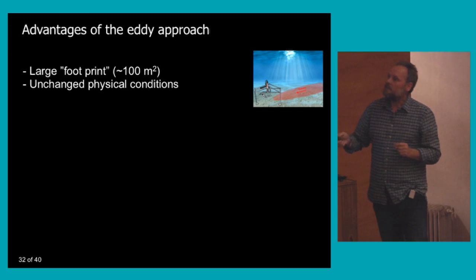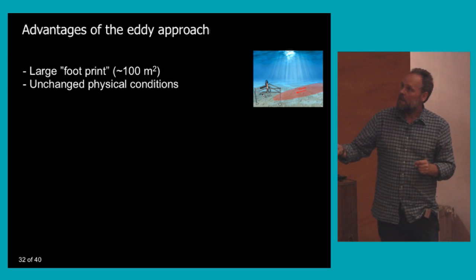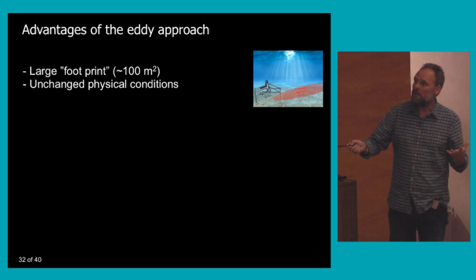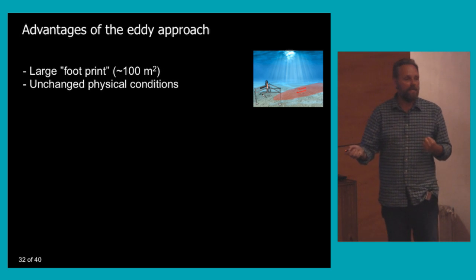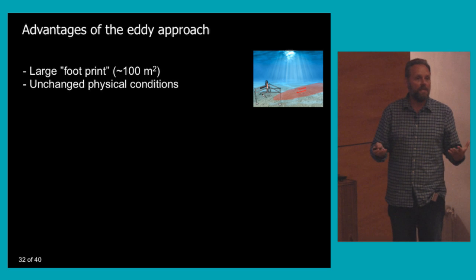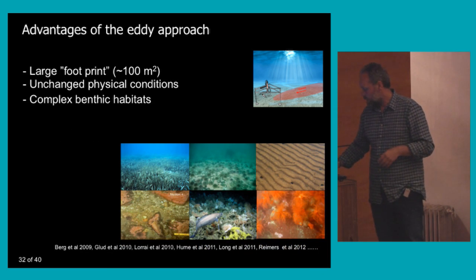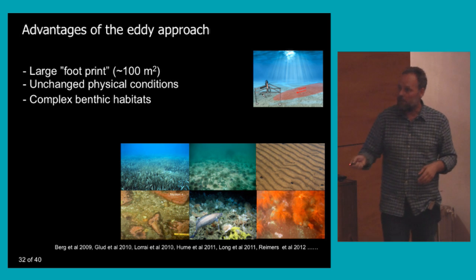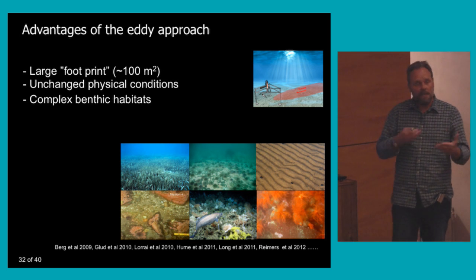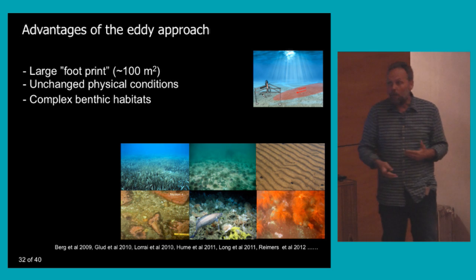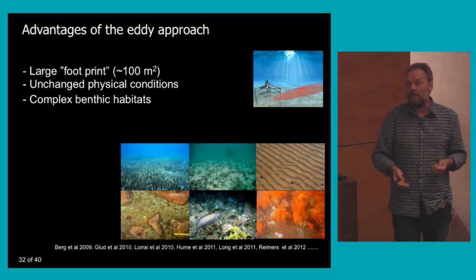It has the advantage that it can integrate very big areas, it doesn't change the physical conditions, and we can use it at very complex habitats where it's very difficult to use other techniques to measure the oxygen uptake rates, like, for instance, coral reefs. We've also done a lot of work in sea ice, using it to measure transport of salts, temperature and oxygen between ice and water.